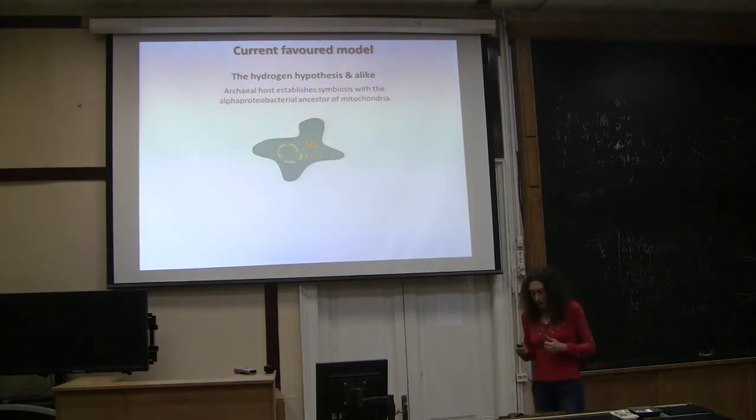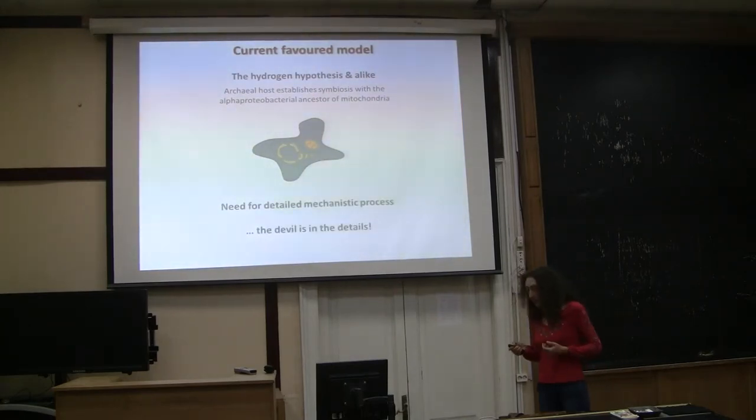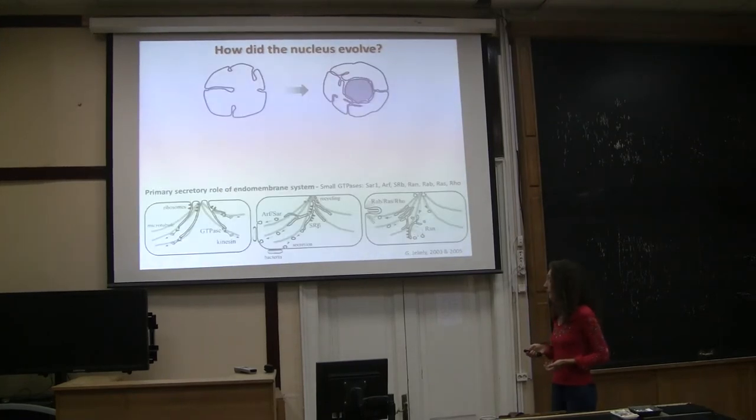And finally, there are very open questions, really open questions, and I'm going to mention that. There are 2 of them. So let's say that most people favor now the hydrogen hypothesis and alike models. So models proposing an archaea that engulfs a bacterium. I will focus on the hydrogen hypothesis because this is the model that has been proposed with more details. Okay? So the problem is that we need really these details because the devil is in the details. You will see that now.